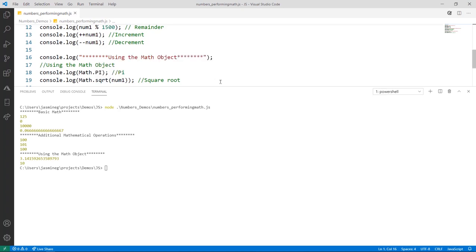So here I am getting the number pi. This is being printed out down here. And then I am getting the square root of num1, which again is the number 100, and the square root of 100 is 10.